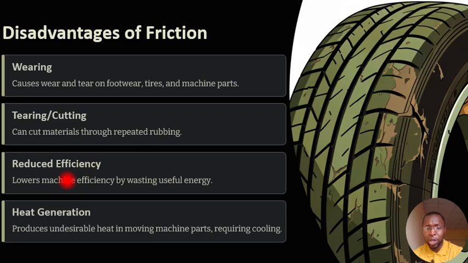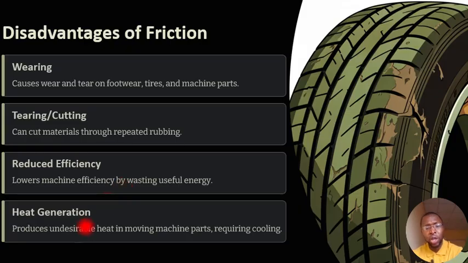Friction reduces efficiency when you are using a machine for a long time and it keeps rubbing, the parts of the machine keep rubbing each other. With time the machine will be wearing off, and instead of the machine being more efficient, the efficiency will be reduced, because as it wears off it can no longer perform the usual work it performs.